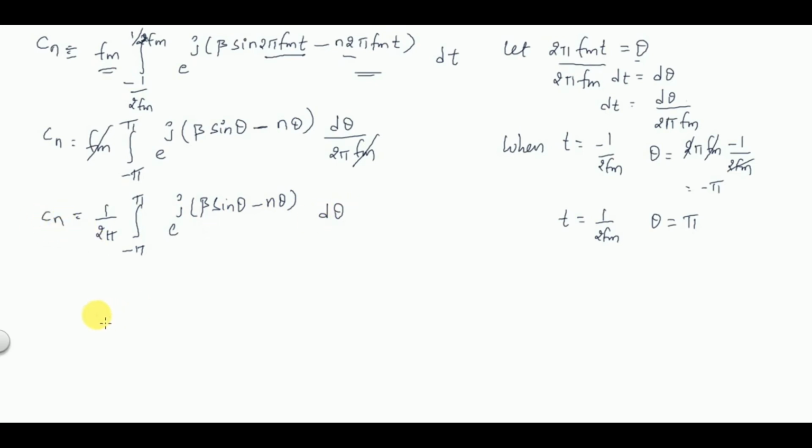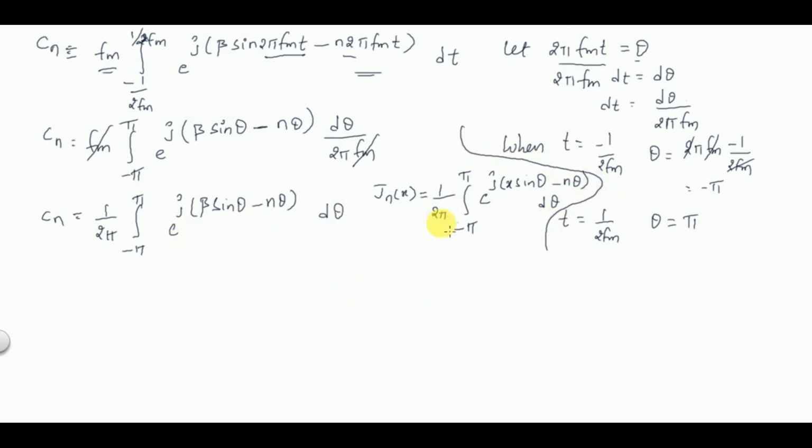This is Cn. But from the Bessel function we have the formula which we have discussed in the first part of this video: 1 by 2 pi integral from minus pi to pi of e power j x sine theta minus n theta d theta. Yes or no? So this is the formula for the Bessel function.